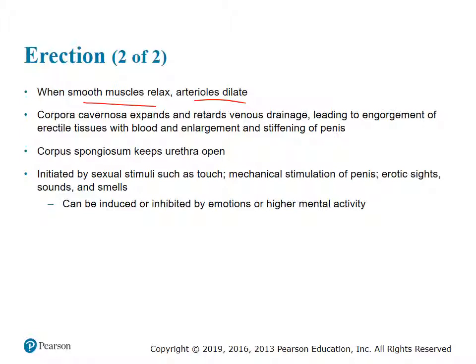Okay, so when blood pools into the corpora cavernosum, we call this engorgement, right? The erectile tissue is filled with blood. This is where the penis enlarges and stiffens. The corpus spongiosum keeps the urethra open because it's found around the urethra. That's important because you don't want the urethra to close. You want to keep that tube open because you want to send sperm, or semen, through eventually, right? Okay.